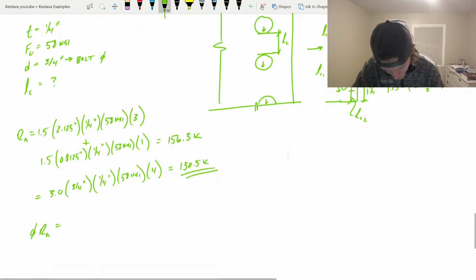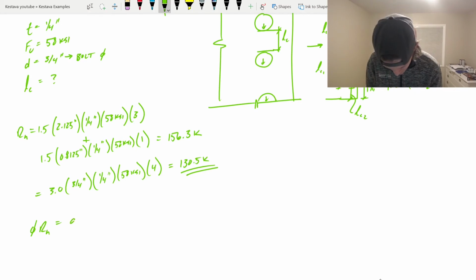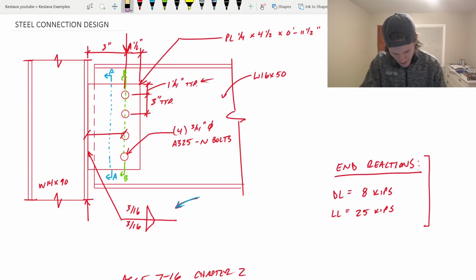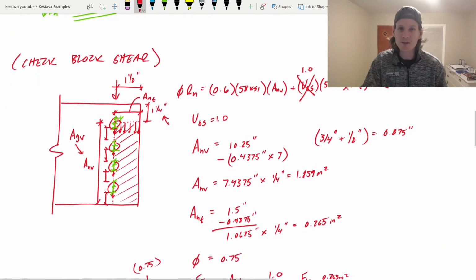So phi Rn, with phi equaling 0.75, is just 0.75 times 130.5, which is 97.9 kips, which is still really high. That's greater than Vu, so we are okay. Looking good, team. But now we get to talk about the secret trick, the secret sauce to this freaking steel patty of excellence.